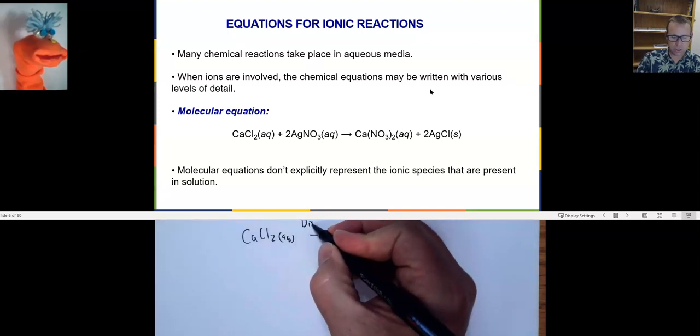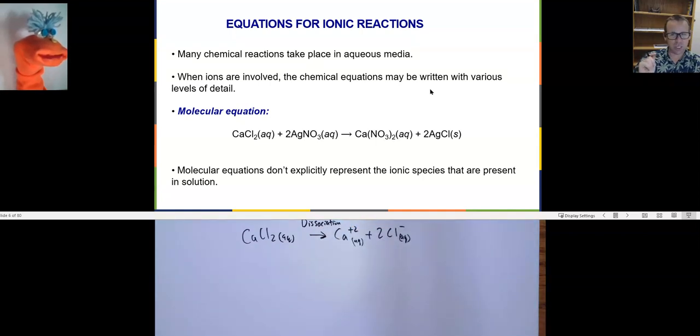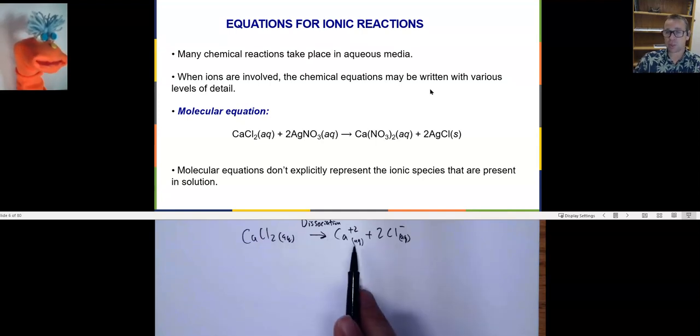This is called dissociation, right? And dissociation is different than just dissolving. Sugar, ammonia, other molecular compounds dissolve, but ionic compounds, they dissolve and at the same time they're dissociating into their ions.